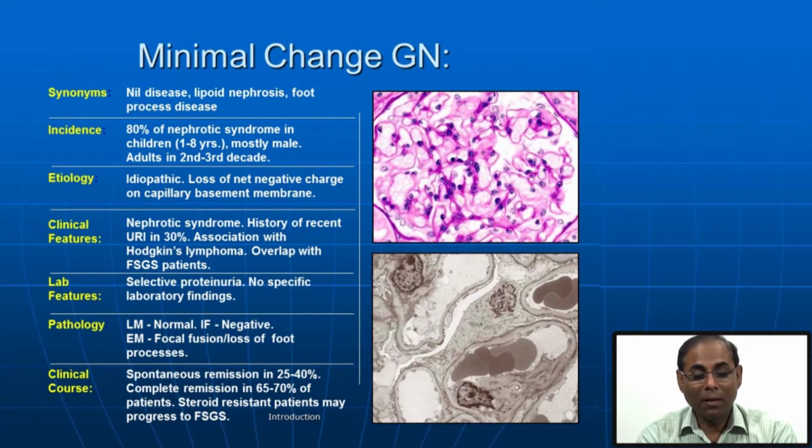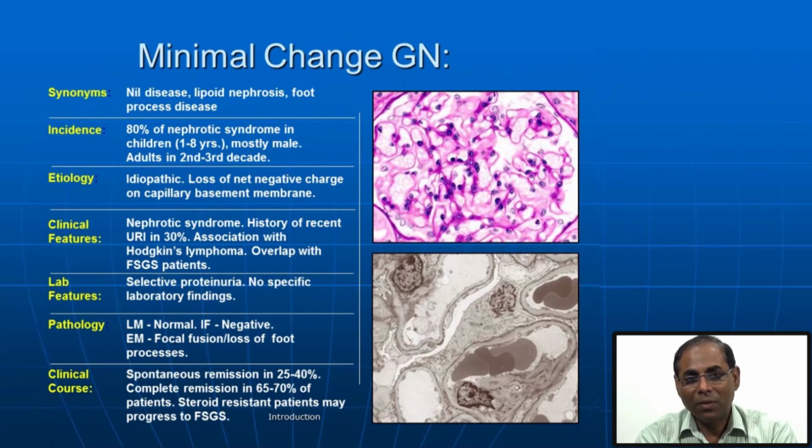Etiology: it is idiopathic. There is some abnormality in the podocyte, the charges and the capillary basement membrane charges. Clinical features we have already discussed, and in the lab features, there is selective proteinuria. Now, what is selective proteinuria? Initially, in minimal change disease, the patient comes to the OPD with milder changes in the podocyte foot processes.